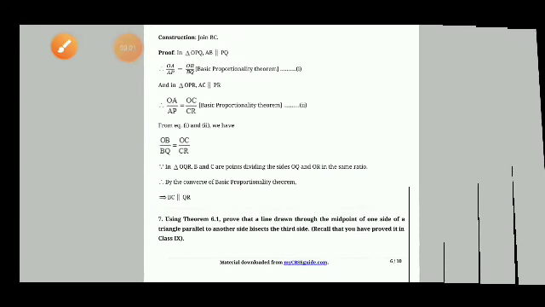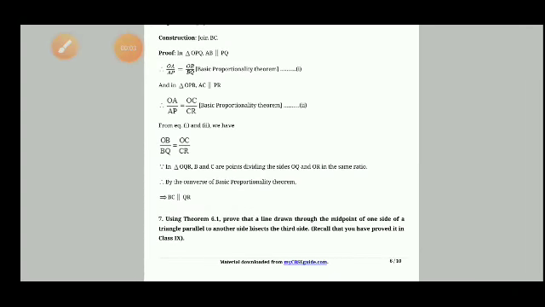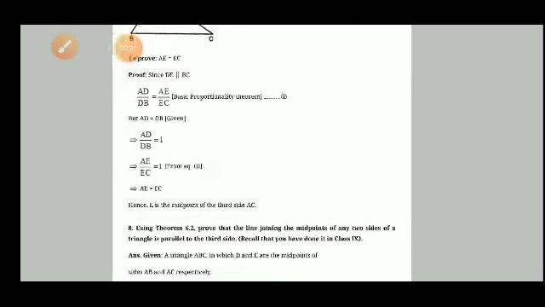Then moving towards question number 7: using theorem 6.1, prove that the line drawn through the midpoint of one side of a triangle parallel to the other side bisects the third side. Okay, this theorem we have done in class 9th, if you remember that. Yes, in the chapter Triangles. Very good. So what is this theorem known as? If you just put a little stress on your mind, what is the actual name of this? Yes, its name is the converse of the midpoint theorem. So how to solve this? Look here.